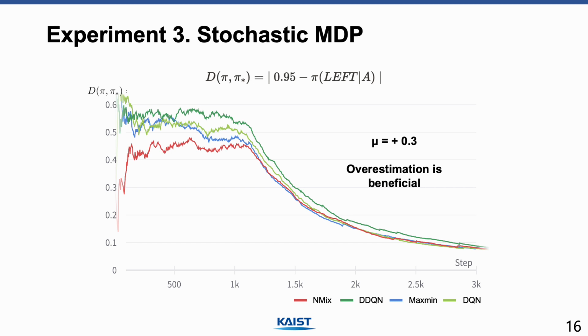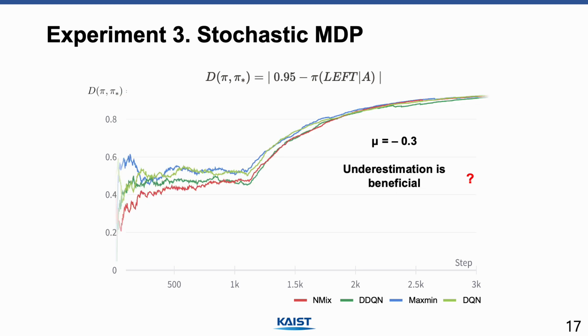When mu was positive, we can observe DQN, the light green line, has lower distance compared to DDQN, the green one. This means that overestimation is affecting it beneficially. However, when mu was negative, we couldn't find a clear tendency.